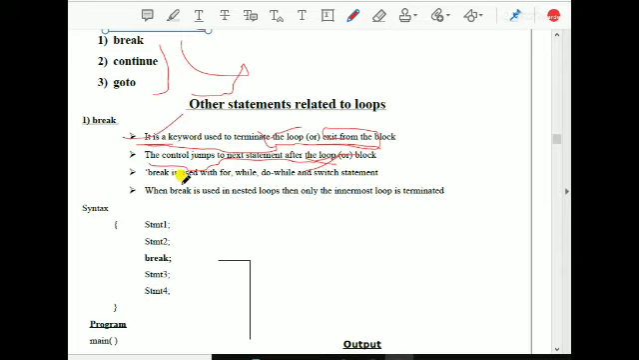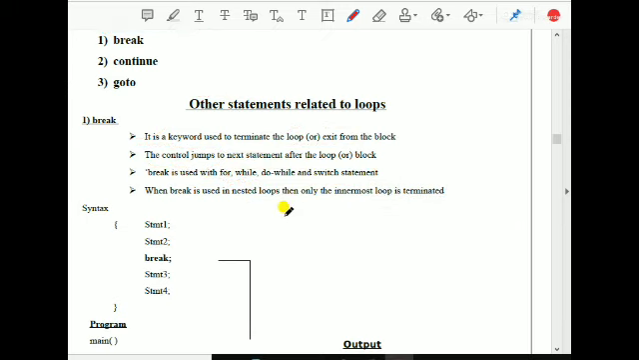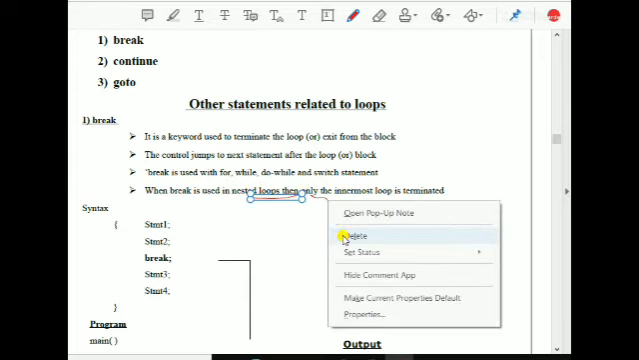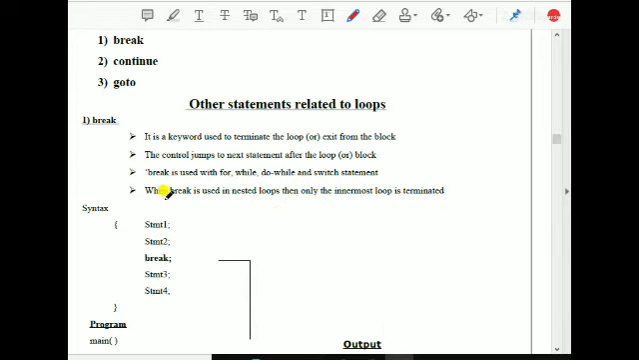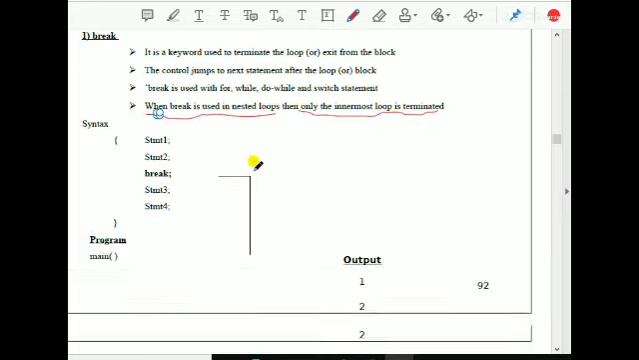Break is used, we already know, for while, do while, and switch statement, but mainly we use break in switch statement. So write switch statement first. If you forgot these two, nothing happens, but just write switch statement first. When break is used in nested loops, then only the innermost loop is terminated.